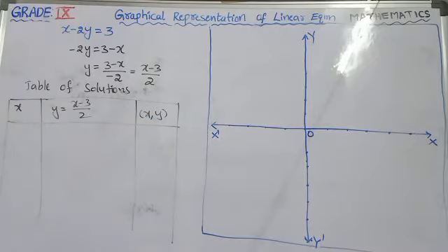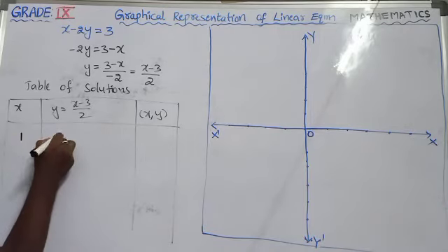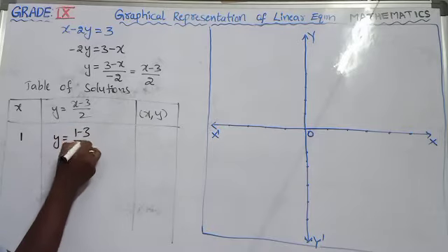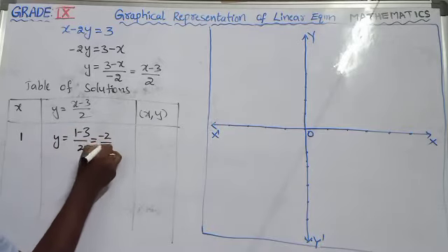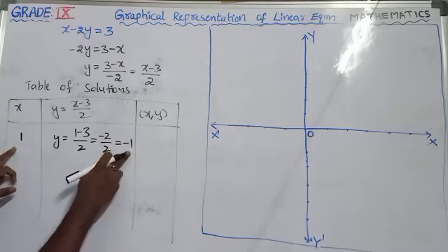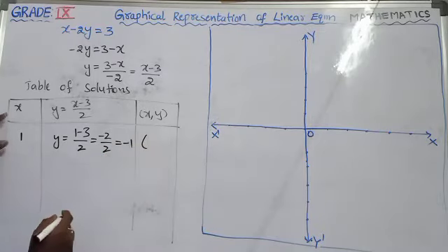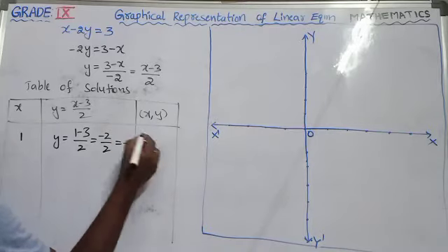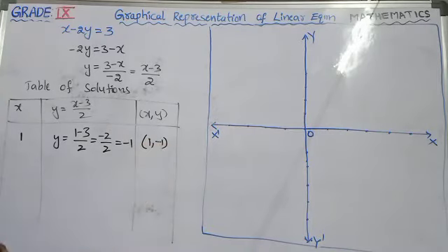Now you can consider any one variable as you wish. Here I am taking x values. Consider some x values here. For example, let us take x equals 1. y becomes (1 minus 3) by 2, which equals minus 2 by 2, that is minus 1. That means if x equals 1, y equals minus 1. So we write x as 1 and y equals minus 1. This 1 comma minus 1 is one of the solutions for this equation.